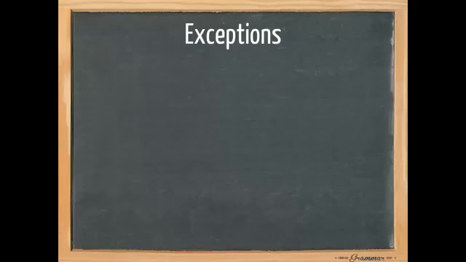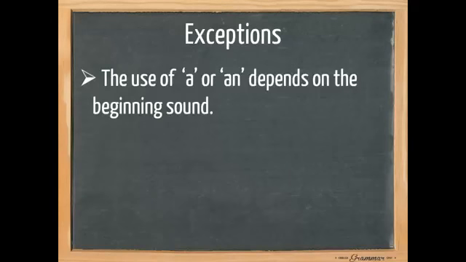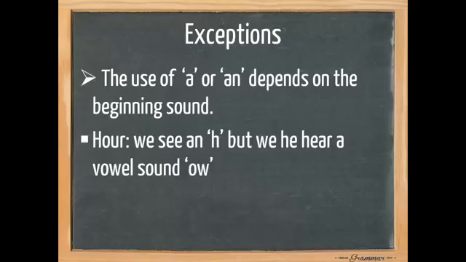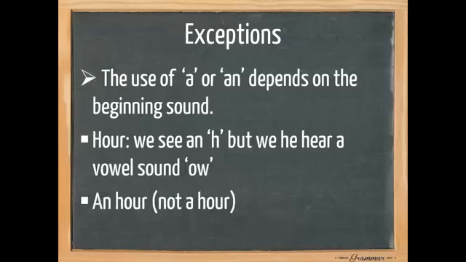Now there are some exceptions. The use of a or an depends on the beginning sound, so the word might start with a consonant or a vowel, but we really need to listen at how the word is pronounced. For example, hour. We see an H, but we hear a vowel sound at the beginning, hour, and not hour. So, what do we do in this case? We use the article an because we hear a vowel sound, so we say an hour and not a hour.